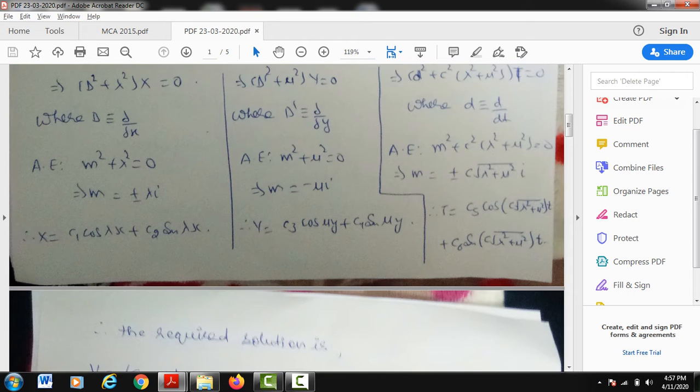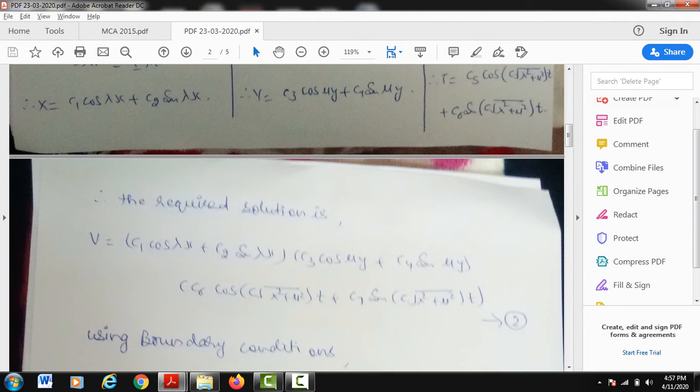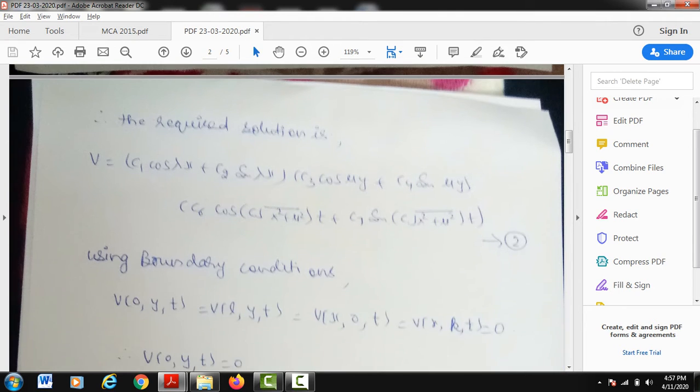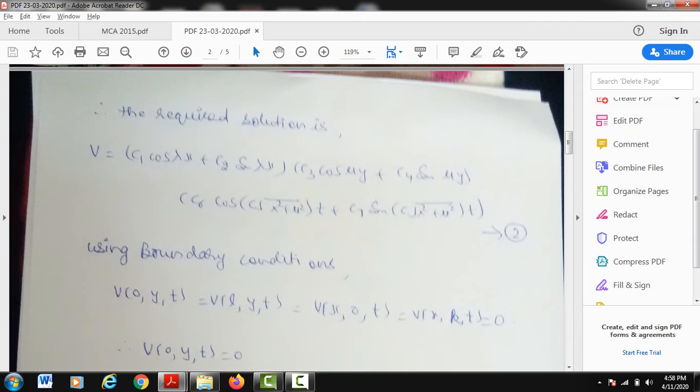So from here we are getting m equal to plus minus lambda i, here m is plus minus mu i, and here m is equal to plus minus c under root lambda square plus mu square times i. So the roots are imaginary, and the complementary function is given by c1 cos lambda x plus c2 sin lambda x, c3 cos mu y plus c4 sin mu y, and for t, c6 cos c under root lambda square plus mu square into t plus c7 sin c under root lambda square plus mu square into t. The required solution is given by multiplying these three factors, that is v equals X Y T. Let us denote this equation by equation number 2.